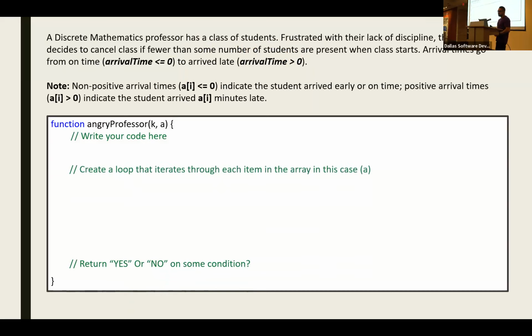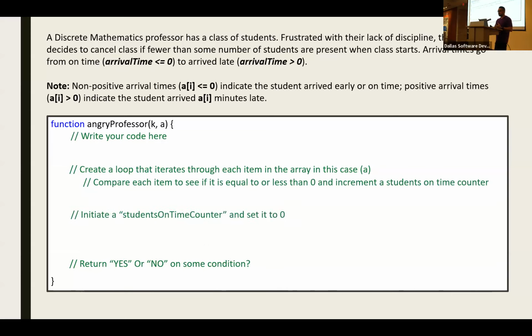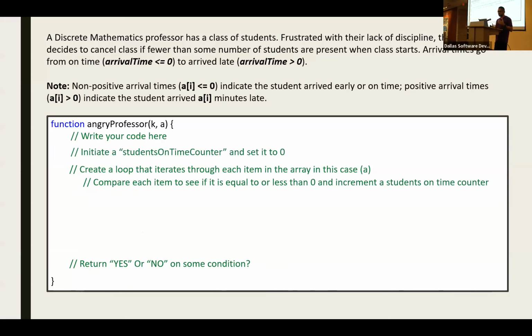And then we're going to create a loop that iterates through each item in the array. In this case, it's A, because we know that A is an array. And then we're going to take the next step. We're going to compare each item to see if it is equal to or less than 0 and increment the students on time counter. So we need to think about some type of variable we need to put outside, some way of tracking how many students are on time. So let's go ahead and put that on top. We're going to initiate some type of students on time counter and set it to 0.